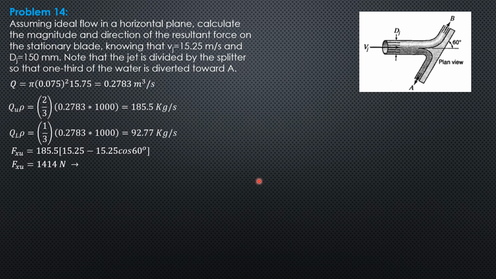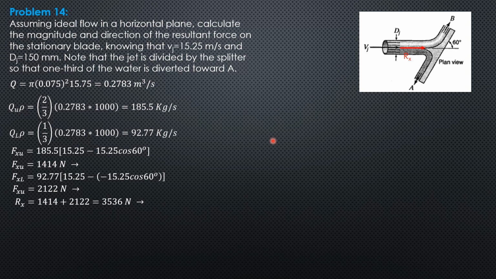Fx lower: 92.77 times 15.25 minus, since the x component of velocity is going to the left, so it is negative, 15.25 cosine of 60 degrees. So this is also 60 degrees here. So Fx lower is 2122 newtons. Therefore, the resultant horizontal force is the sum of these two, which is rightward as shown in the figure. So Rx is 1414 plus 2122, 3536 newtons rightward.